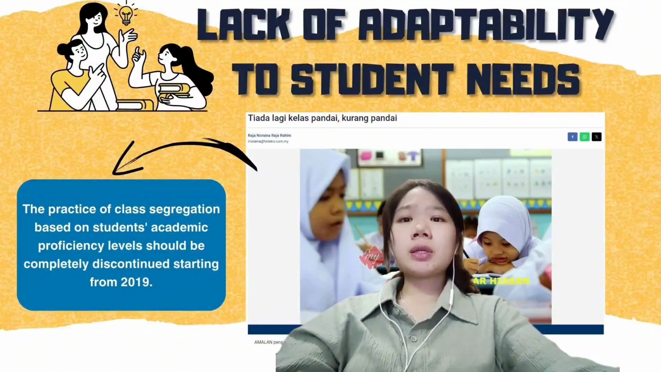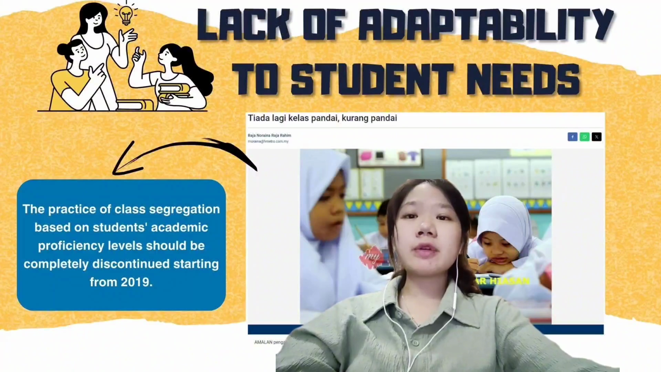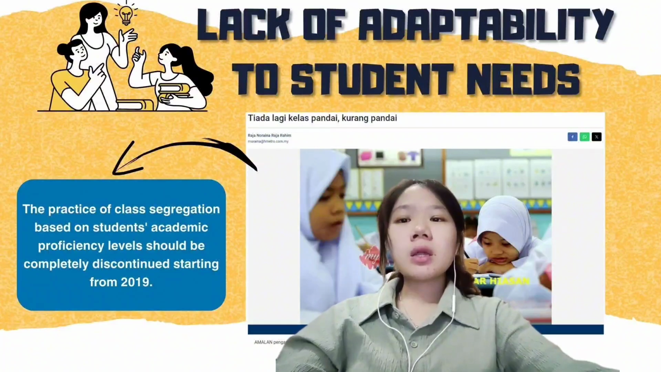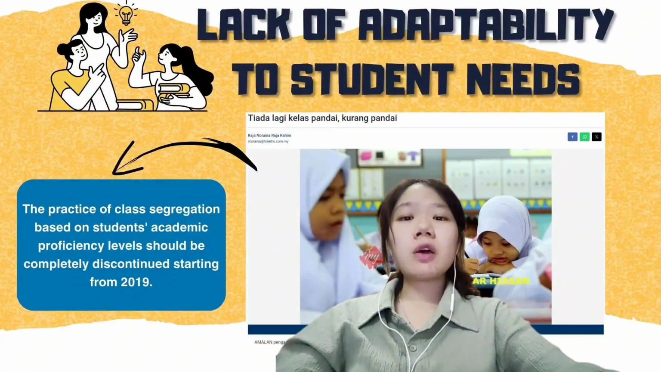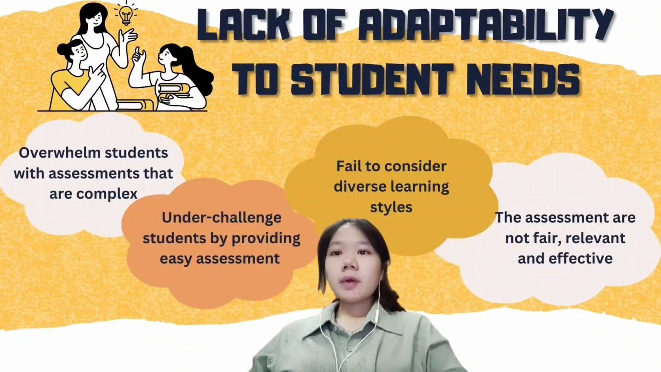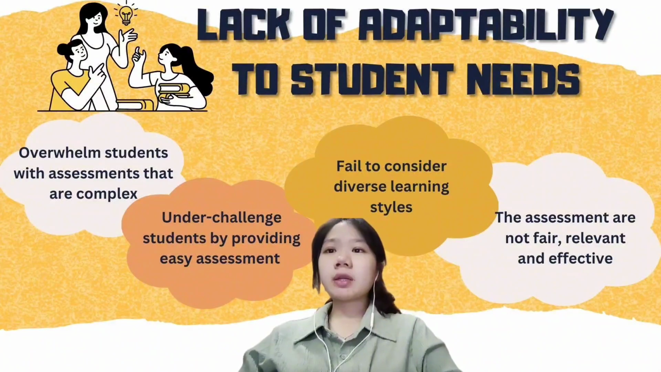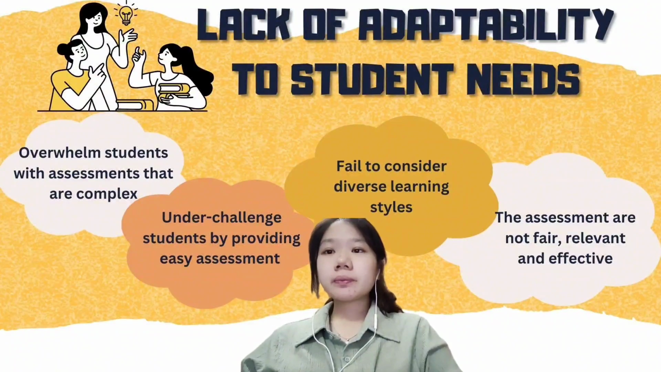From the news reported, the practice of class segregation based on students' academic proficiency level should be completely discontinued starting from 2019. This means that the students in a class may be at different learning levels. Thus, it leads to the issue of teacher competency and lack of adaptability to student needs. Lack of adaptability to student needs points to the situation where teachers encounter difficulty in tailoring assessment to match the diverse needs, capabilities, and learning styles of individual students due to insufficient skill or understanding.